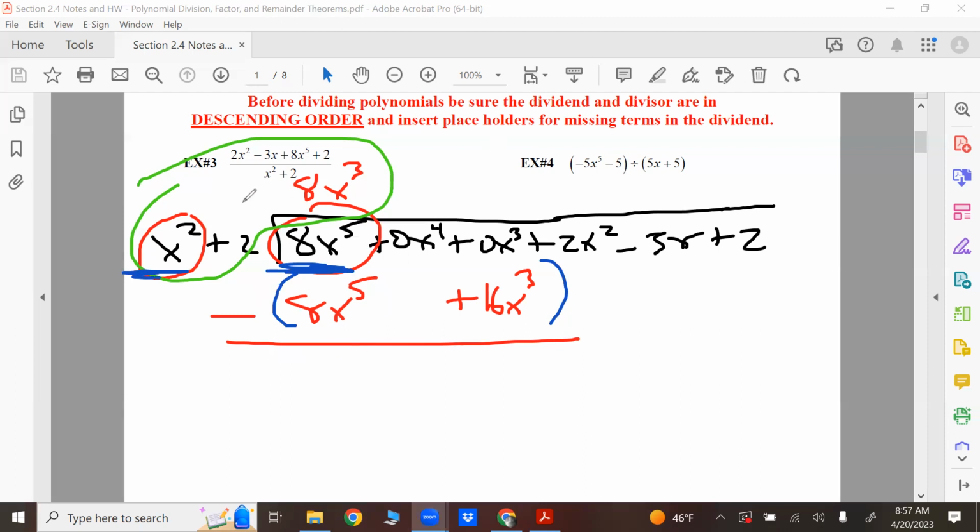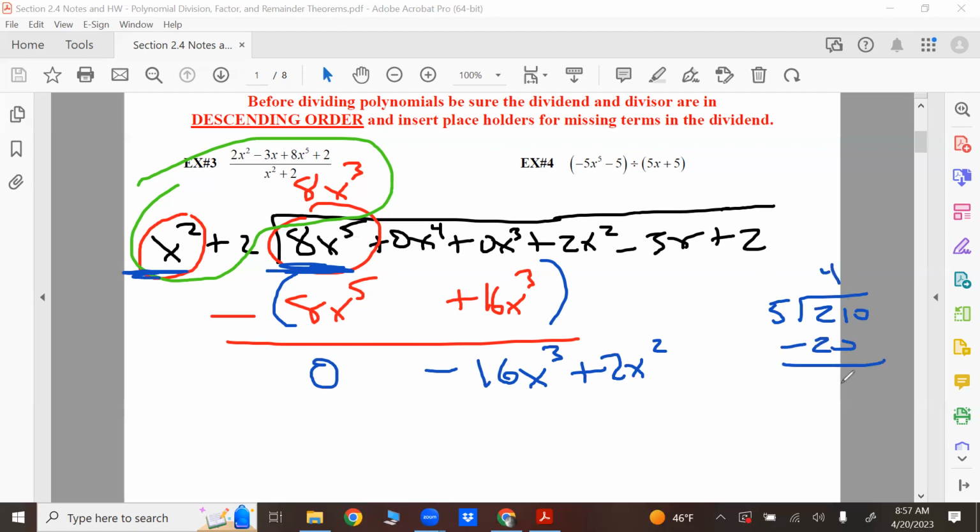Again, you're multiplying all this, what's in green, you're multiplying x squared plus 2 with 8x cubed, which is 8x^5. That's why there's an 8x^5 down below. So that cancels, and this becomes negative 16x cubed. Then you bring down the plus 2x squared. Why is it minus? Just like the way long division works, how many times does 5 go into 21? And then you subtract. Same exact thing. If it helps, think of what's happening in normal long division with numbers. It's a parallel to it.